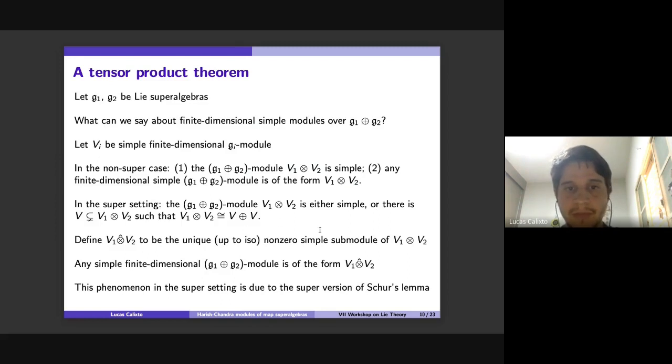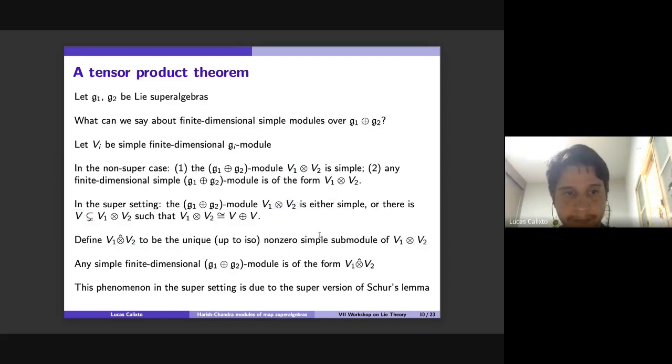Now, in the super case, we have two possibilities for this tensor product. It could be simple, which is fine, or there is a case where it's not simple, but it's not so bad, because in this case we have a proper submodule V of the tensor product, and the tensor product is going to be isomorphic, as a module over the direct sum, to two copies of this same V, right? In view of this result, we define this tensor with a hat, V1 tensor-hat V2, to be the unique non-zero simple submodule of V1 tensor V2. In other words, I'm defining this tensor product to be this V that appears here in the case which is not simple.